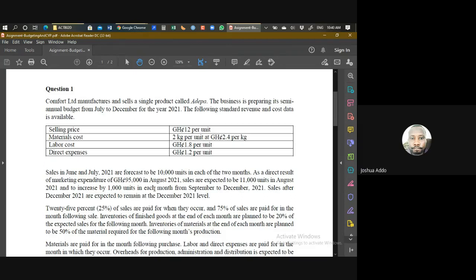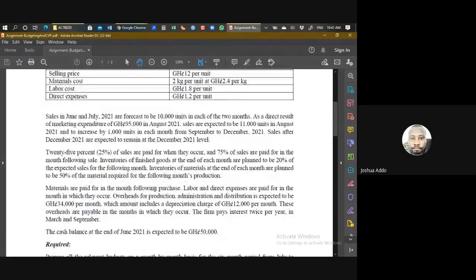Labor cost per unit is 1 cedi, 80 pesewas. Direct expenses per unit is 1 cedi, 20 pesewas. So this is the standard cost data and revenue data that we have. Let's continue. Sales in June, and you have to remember they are all budgeted, so these are all estimated figures. Sales in June and July 2021 are forecasted to be 10,000 units in each of the 2 months.